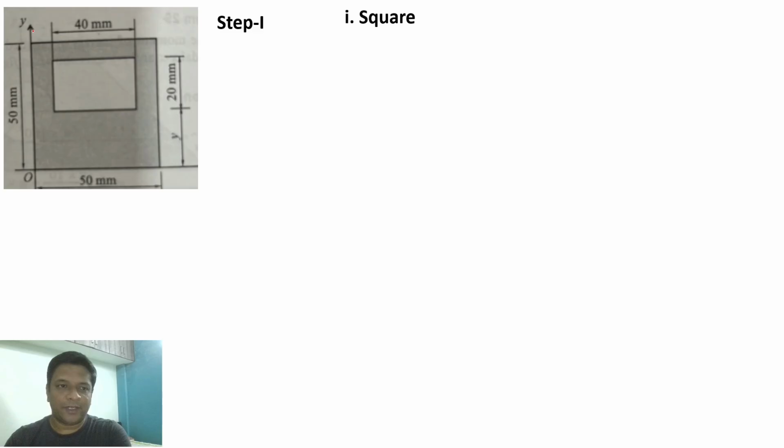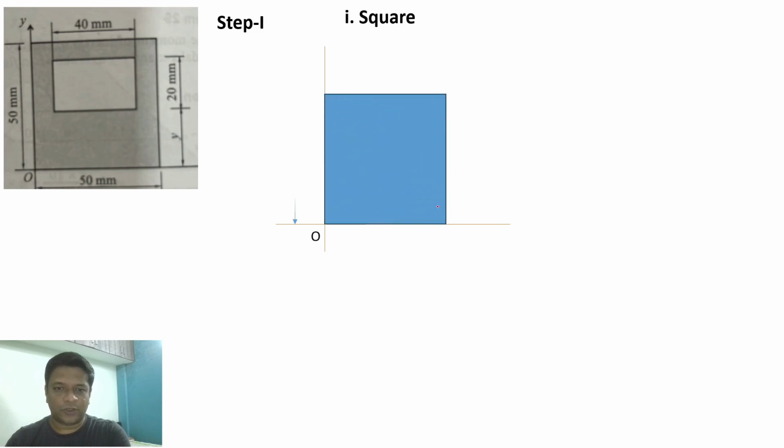So the first shape here is a square. First draw the reference axis, then indicate the square, show the dimensions: base is 50 mm, height is 50 mm. Now we'll find out the centroid. To find out the centroid, we have to connect the diagonals. Okay, so diagonal 1, diagonal 2. So this point of intersection will be our centroidal point. So mark the centroidal axis and the centroidal point on this location. So this is the centroidal y and centroidal x axis.